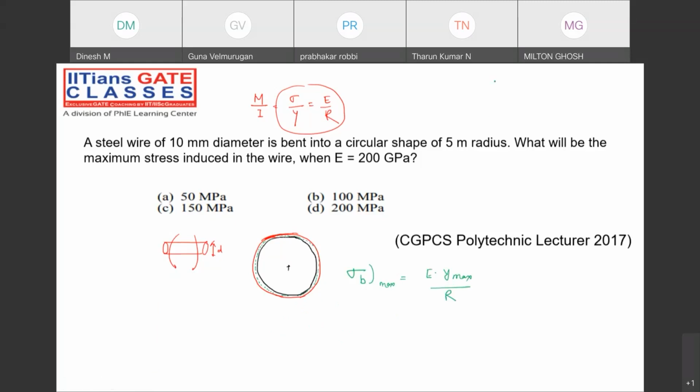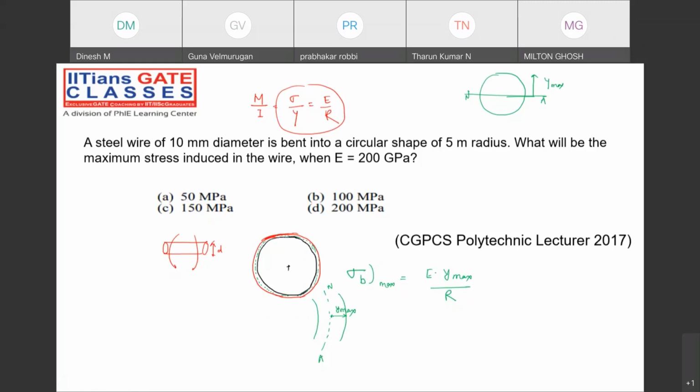Y maximum, always remember I told you, in any figure, Y maximum is the distance from the neutral axis to the extreme fiber. If I draw the view like this, this is the neutral axis, and this is the distance, my dear friend, Y maximum. Can you please tell me what the Y maximum value will be?